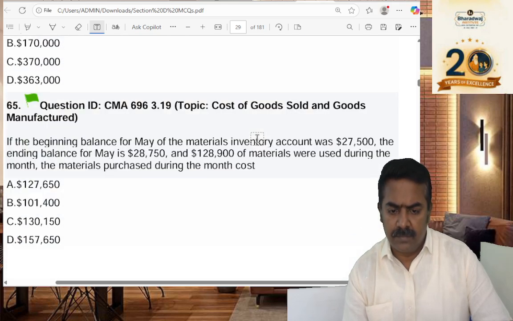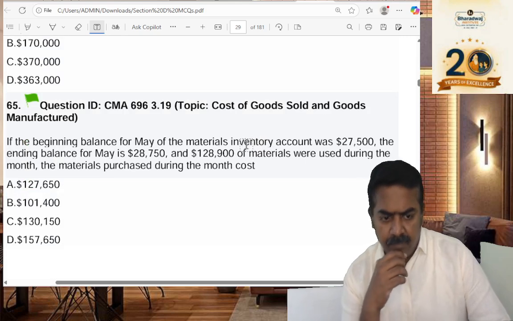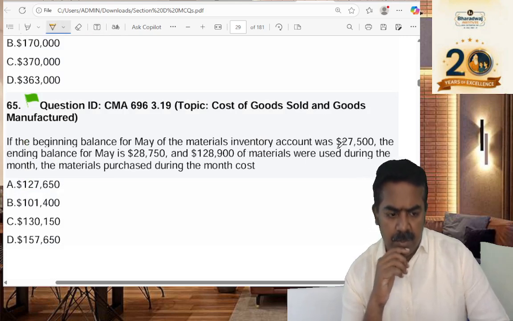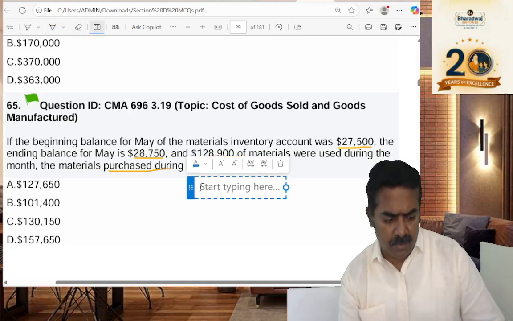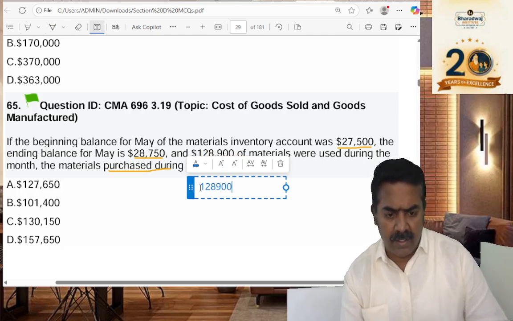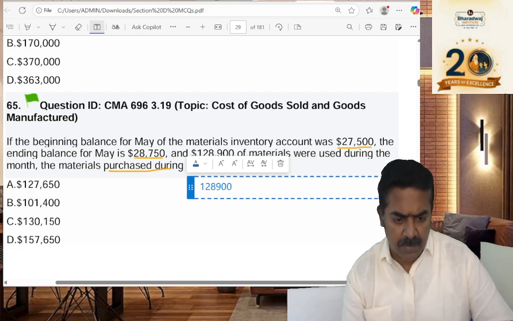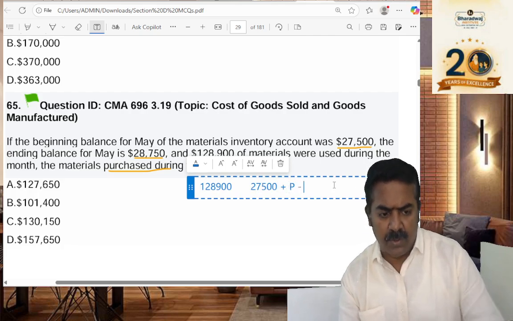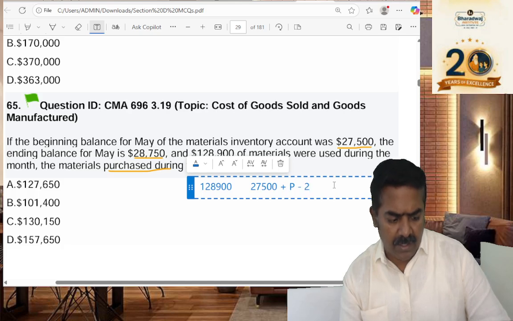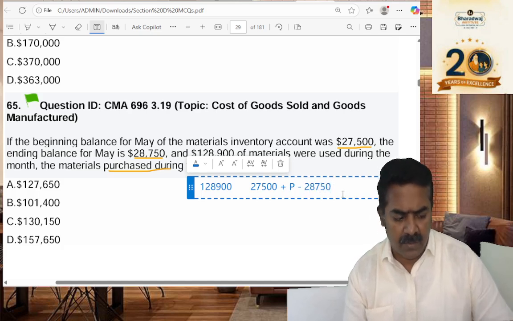Then, beginning balance was 27,500, ending balance is 28,500. 128,900 is used. How much is purchase they ask for? So 128,900 used is nothing but opening stock plus purchases minus closing stock: 27,500 plus purchases, which we do not know. What is the closing stock given? 28,750. Solve this, you will get purchases.